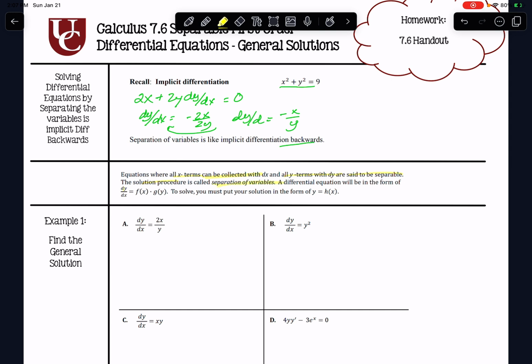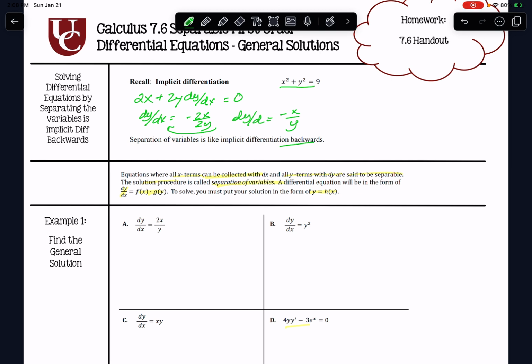So it'll have to be in the form f of x times g of y. You have to put it in the form y equals h of x. So you're going to be taking the integral of both sides. Now, if it's like f of x plus g of x, you're not going to be able to do it using separation of variables. So these are the kind you can. And so we might be able to factor this one out. We'll see what happens with that. But let's just start doing some.